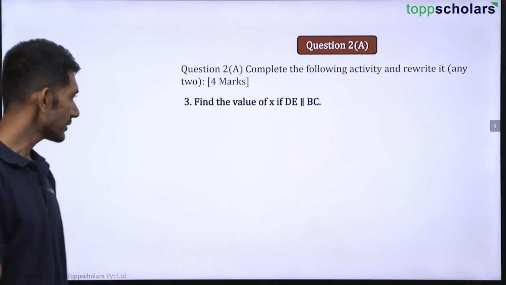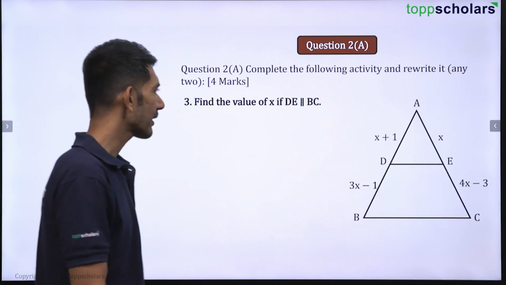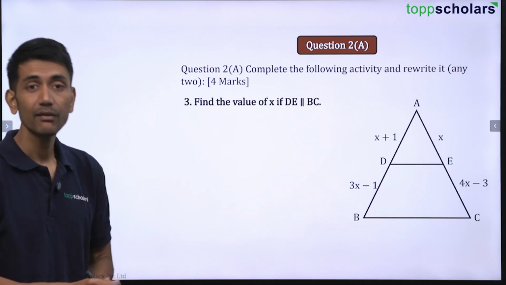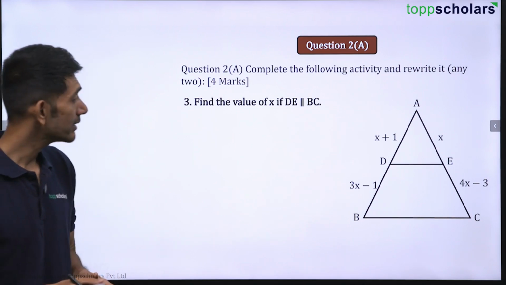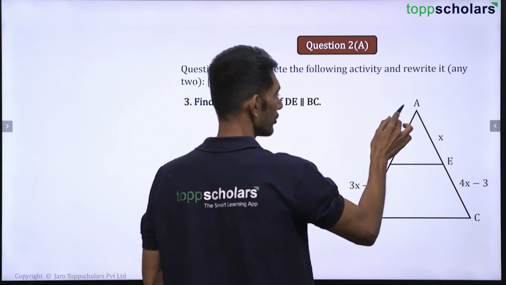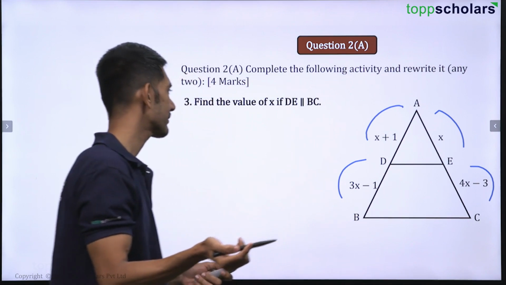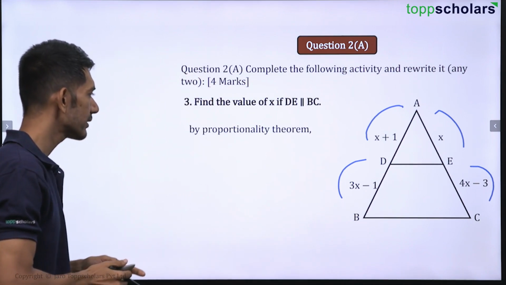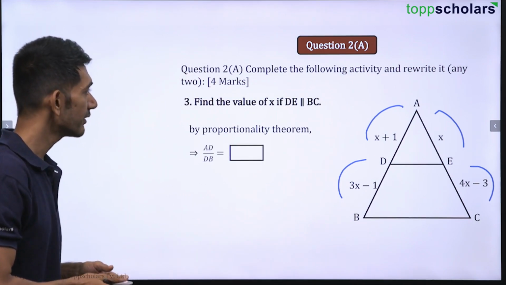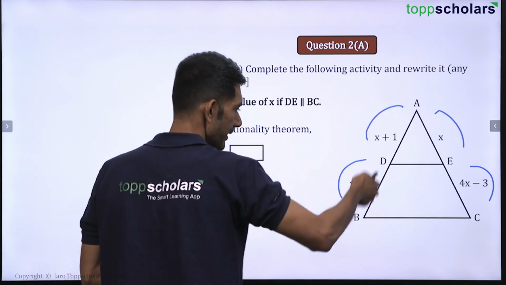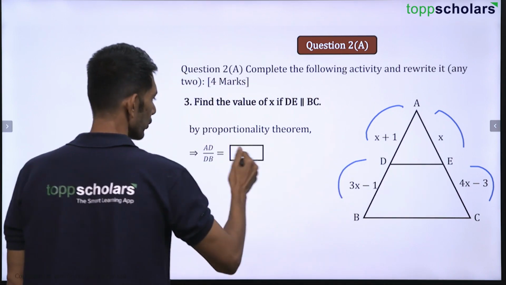Okay. The next question says, find the value of x if DE is parallel to BC. Interesting question. Such type of questions are very easy because straight away what we will do is we'll apply basic proportionality theorem and take the ratios, that is AD by DB is equal to AE by EC, and then get the value of x, right? So by basic proportionality theorem, AD by DB is equal to AE by EC. AD by DB, AE by EC.